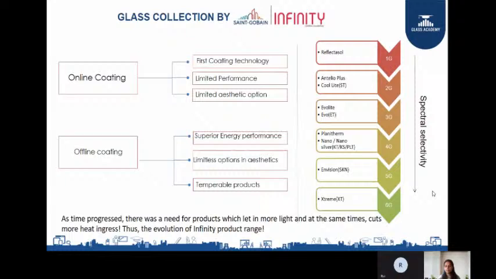So online coating and offline coating. In online coating, there are some limitations, and in offline coating, there are some advantages. Online coating was the first coating technology when coating was invented. It had limited performance. You cannot get all the performance which you desire. Then it had limited aesthetic options. You cannot get all the aesthetic options which you want.